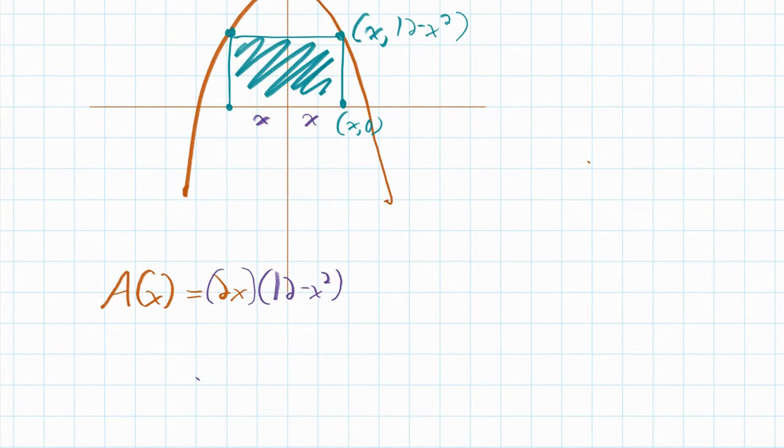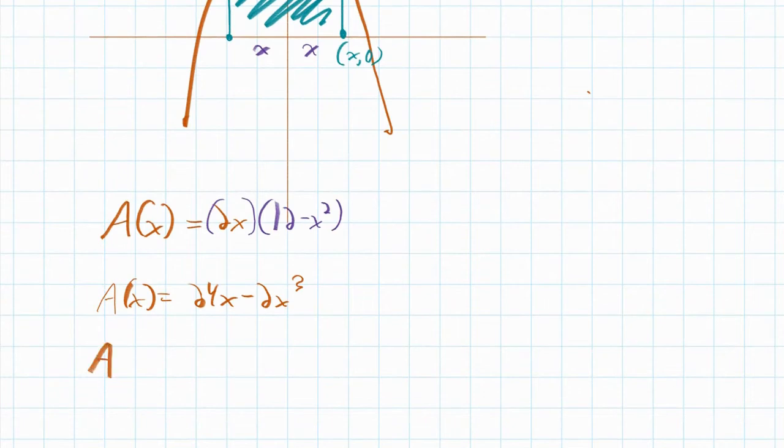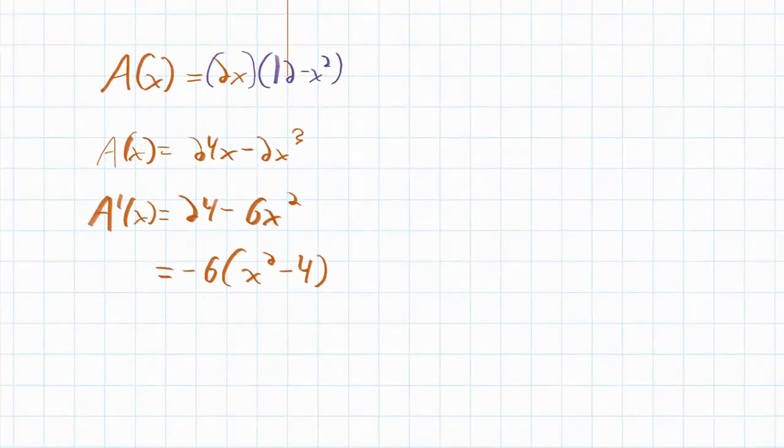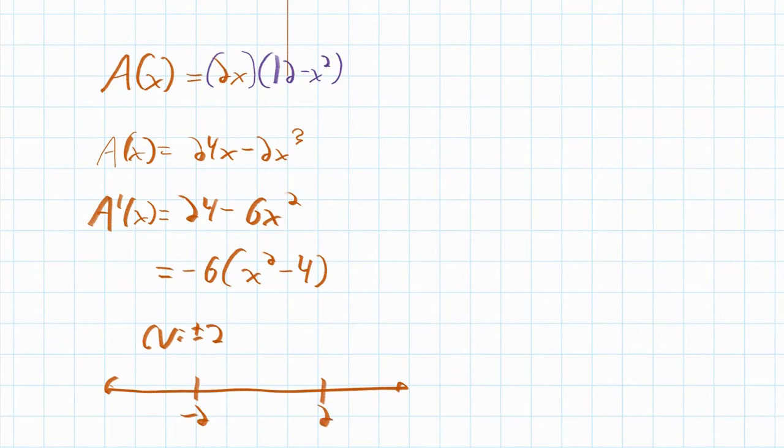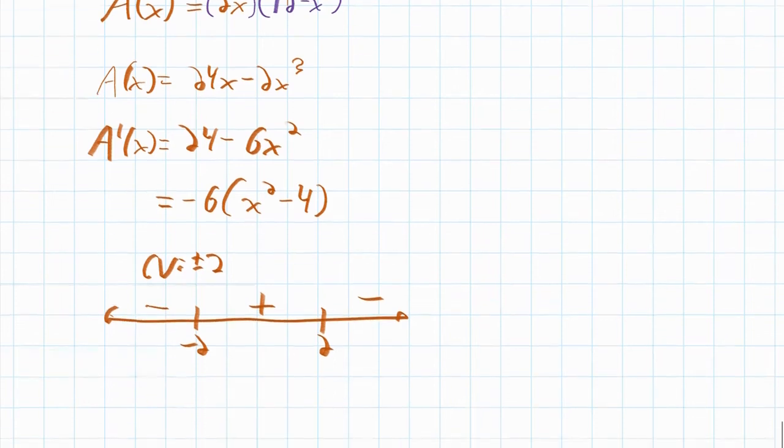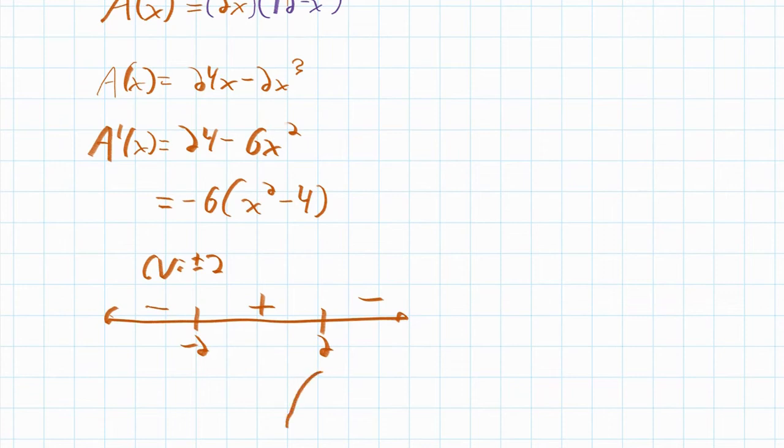And that's really it. Now to take this derivative, I'm going to try to practice a different technique than product rule. I'm just going to distribute it and get 24x minus 2x cubed, because strictly speaking, that's easier to take a derivative of. A prime of x is equal to 24 minus 6x squared. Or if I factor a negative 6 out, I get x squared minus 4, which means that I have critical values of plus or minus 2. And if I plot those on a number line, it should be a leading negative because of that negative 6. Around the 2, it's a positive, and around the negative 2, it's a negative. This just verifies again that I've got a plus to minus becomes an increasing to decreasing.